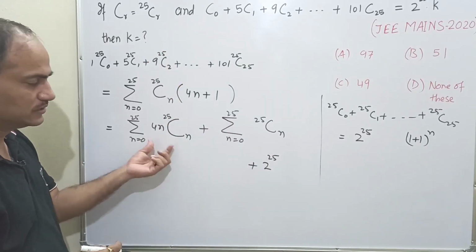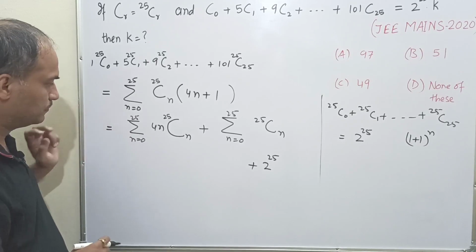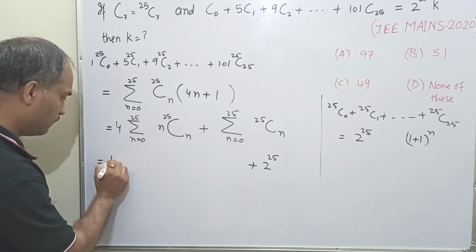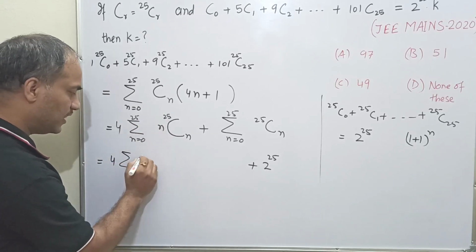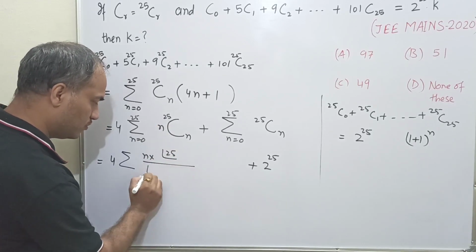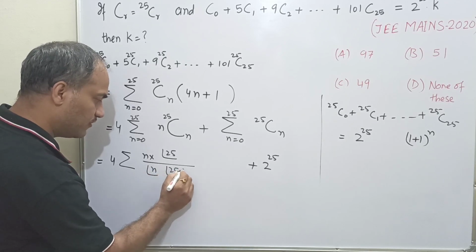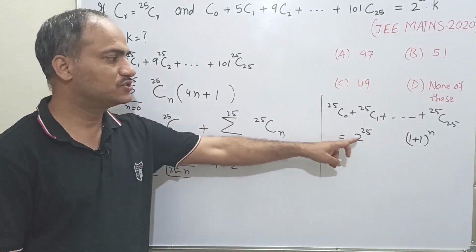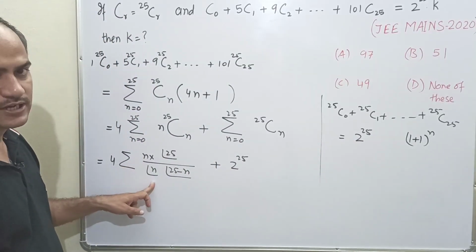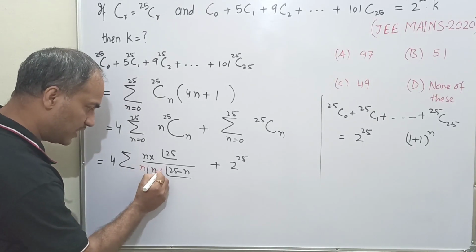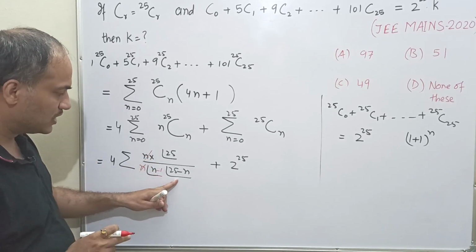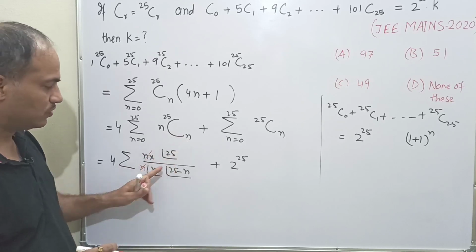What happened to the first term? 4 is a constant, so it will be outside the summation. Now we have n into 25Cn. This means factorial 25 upon factorial n and factorial 25 minus n. The second term is just 2 raised to the power 25, so we have written this. Now we can do something here. This n can be written with (n minus 1) factorial, so n cancels. Now this term is actually not 25Cn because one term is cancelled.